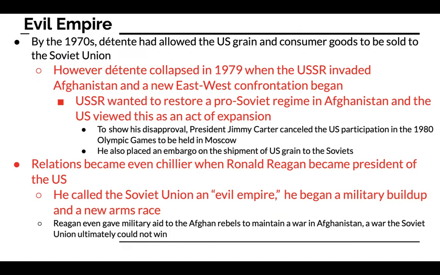Relations became even chillier when Ronald Reagan became president of the United States. He called the Soviet Union, quote, an evil empire, and he began a military buildup and a new arms race, even though that's what SALT 1 and SALT 2 were meant to prevent. Reagan even gave military aid to the Afghan rebels to maintain a war in Afghanistan, a war the Soviet Union could ultimately not win.